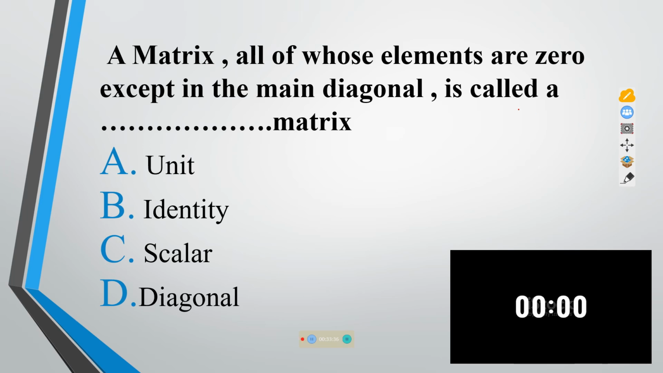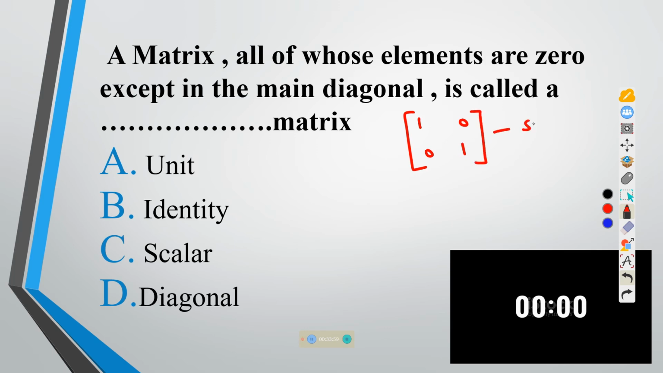So time is up. Then we shall look at the solution. We are told a matrix all of whose elements are 0 except the main diagonal is called a unit matrix. A unit matrix is a specific matrix where the entries in the main diagonal are 1s and all other entries are 0s. This is a specific diagonal matrix.